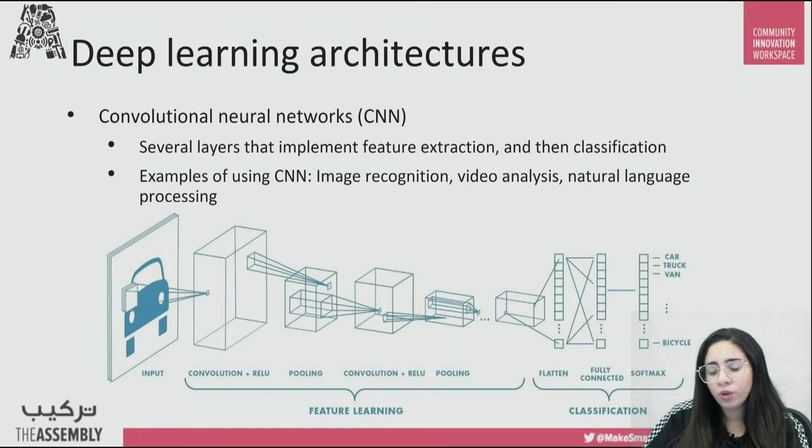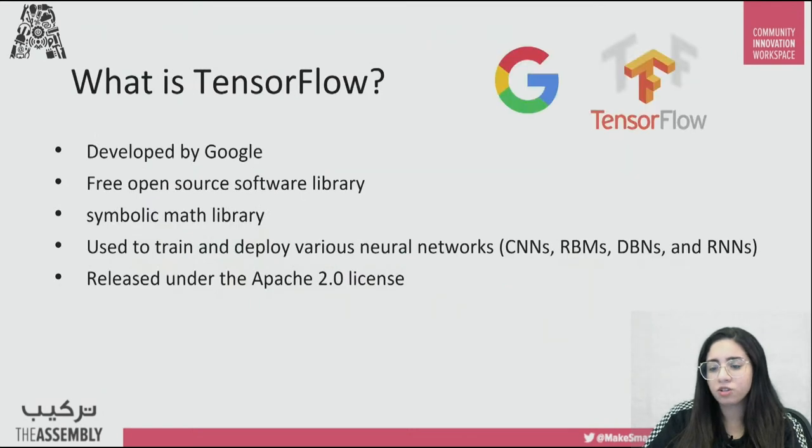So for doing our program, we will use a library which is called the TensorFlow. And the TensorFlow is a very famous library that is used nowadays in machine learning applications or deep learning. It's a free open source library. It's developed by Google. It has symbolic math library as well. You can use it actually to train different models like the CNNs, the RNNs, and other models like RBNs and DBNs. So yeah, that's a good advantage. Like you have various models there. And also it is released under the Apache 2.0 license.